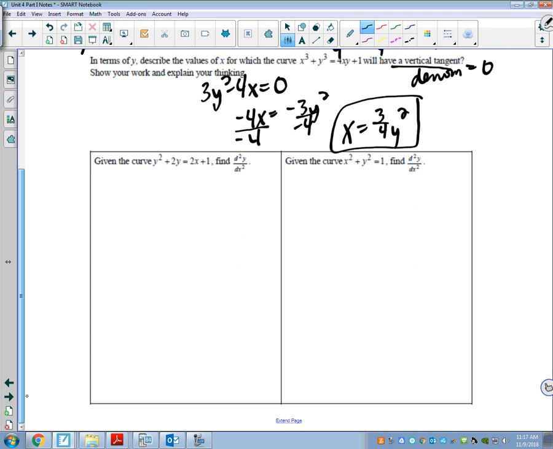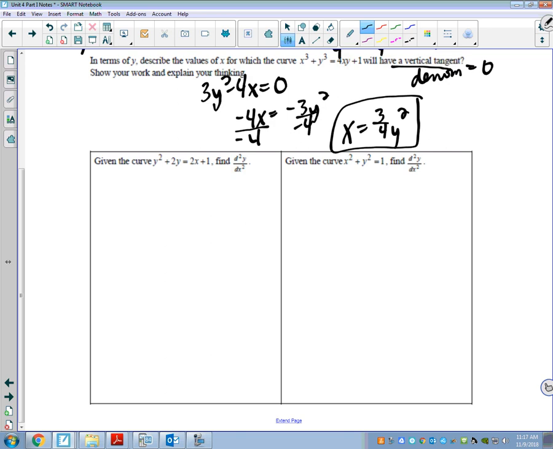Okay, but the other thing I want to talk about before the next homework is, what do you think this means? So it says find d squared y over dx squared. Well, that means find the second derivative. And with implicit, the second derivative is kind of a lot of work, in my opinion.